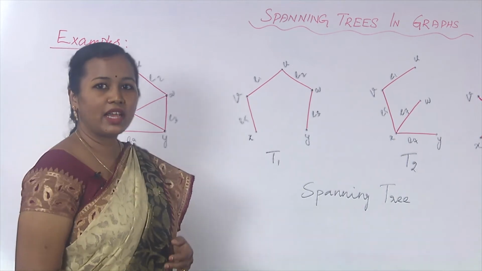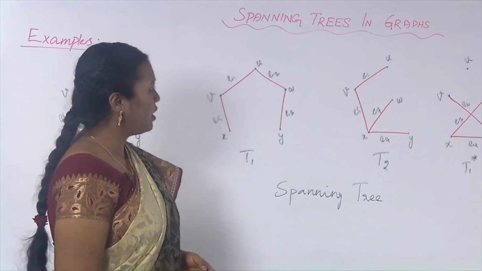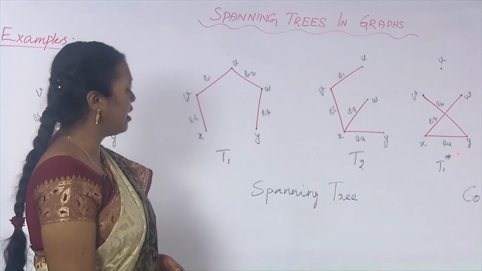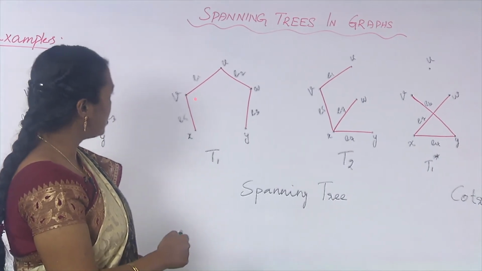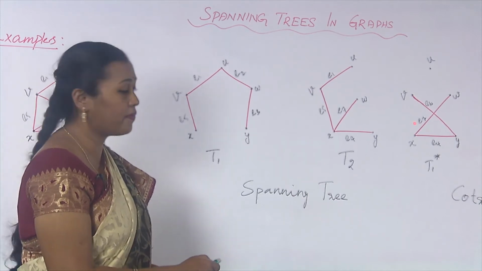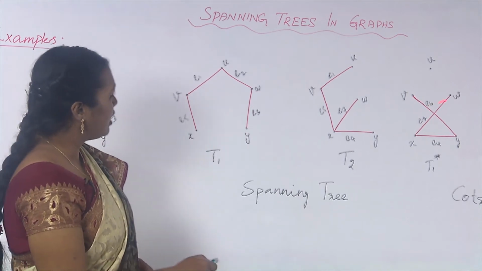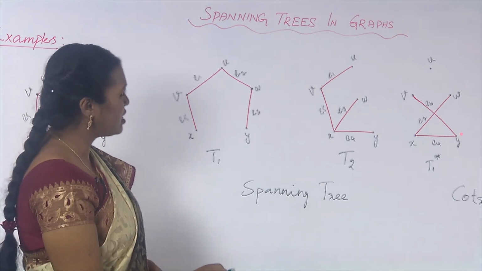Now let us explore the concept of the cotree. A cotree of T1 is here marked as T1 star. As you can see, this is the tree, and all those edges that have not been covered in this graph have been covered in this graph. So, you can see that the edge E6 does not exist in T1, but it exists in T1 star.